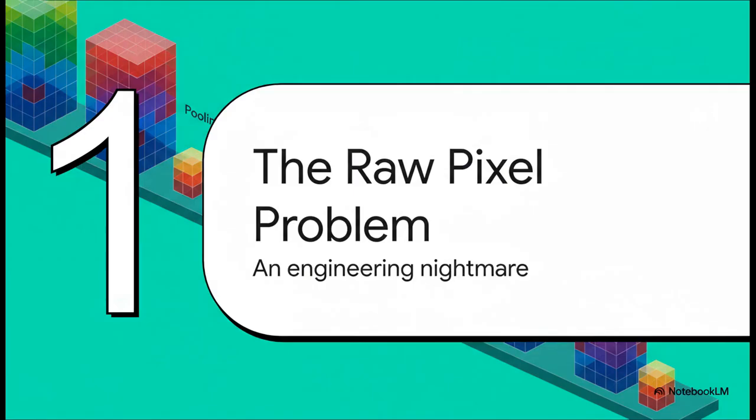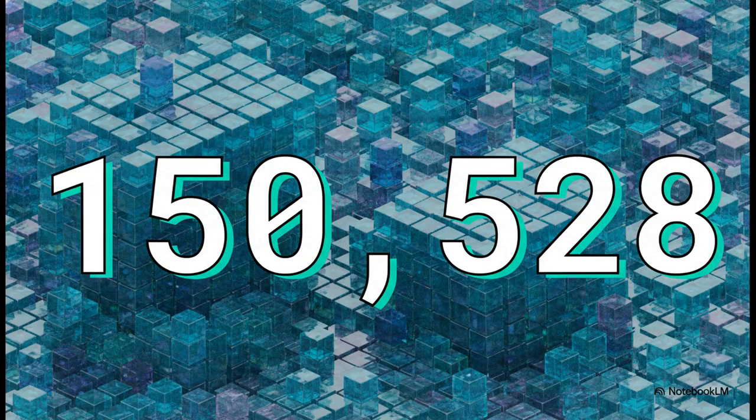So, to really appreciate the genius of the solution, we first need to get our heads around the true scale of the problem. What an AI faces when it looks at what we think of as a simple picture is anything but simple. You see, a single standard-sized image isn't a picture to a computer. Not at all. It's a grid of numbers. And in this case, it's over 150,000 of them. That is just an enormous amount of raw data for any system to try and make sense of.